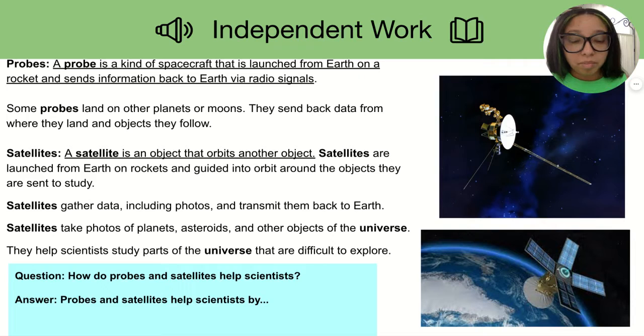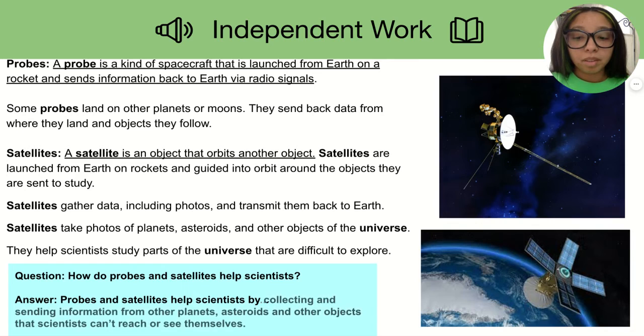Here is your question. How do probes and satellites help scientists? You can pause the video now to answer this question. Probes and satellites help scientists by collecting and sending information from other planets, asteroids, and other objects that scientists can't reach or see themselves.